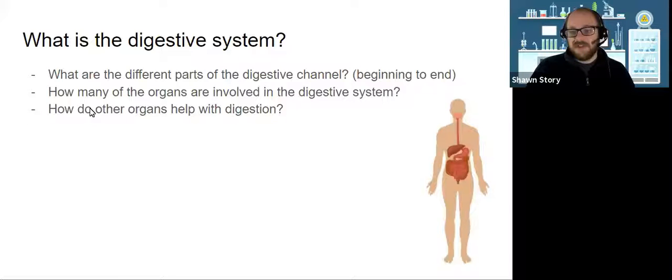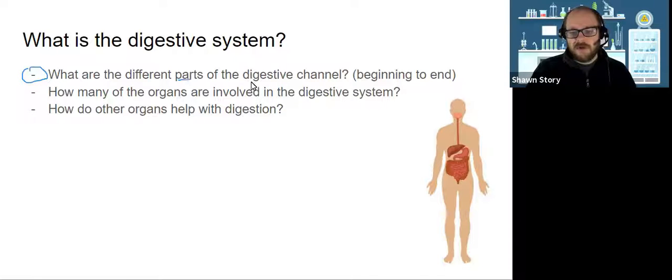So here are some discussion questions that we have. What are the different parts of the digestive canal? So from the beginning all the way to the end, what are those different parts of our digestive system? How many of the organs are involved in the digestive system? And how do other organs help with digestion? Let's start with the first one.